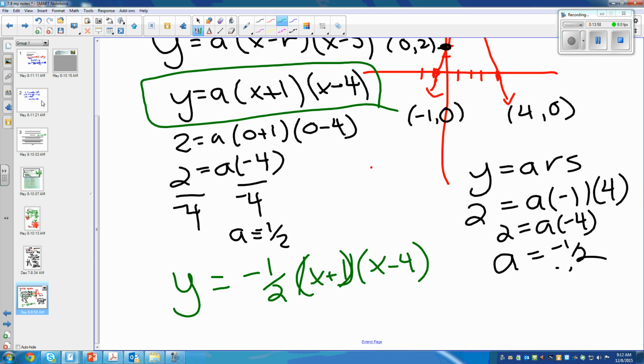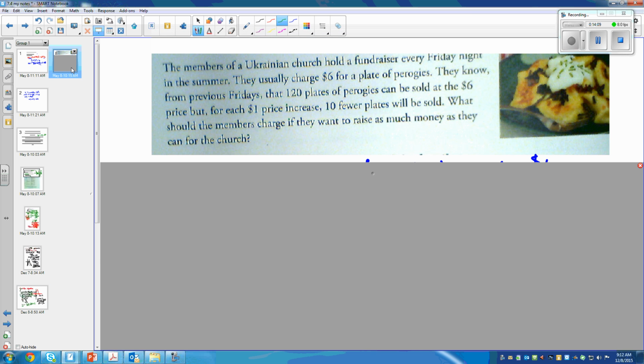One more question. I'm going to show you a word problem. Okay? So, with this word problem, it deals with pierogies. We were talking about Ukrainians yesterday, hey? Thought it was fitting. The members of a Ukrainian church hold a fundraiser every Friday night in the summer. They usually charge $6 a plate of pierogies. They know from previous Fridays that 120 plates of pierogies can be sold at the $6 price. But for each dollar price increase, 10 fewer plates. What should they charge members if they want to raise as much money as they can for the church? So as much.